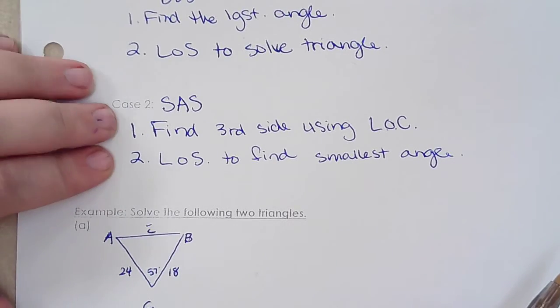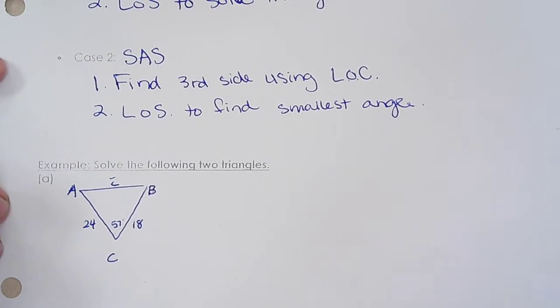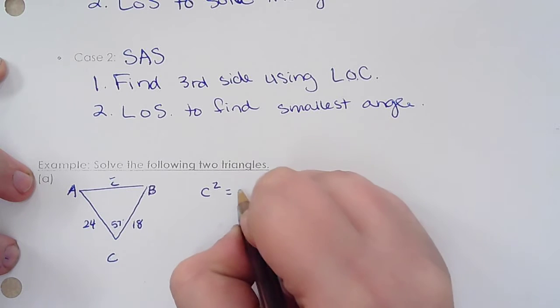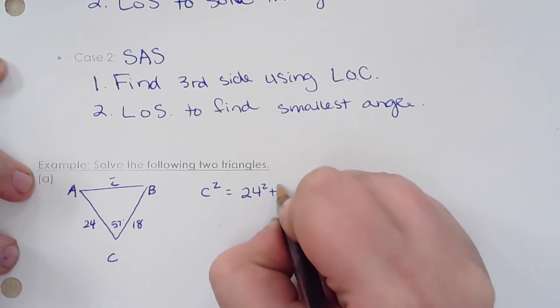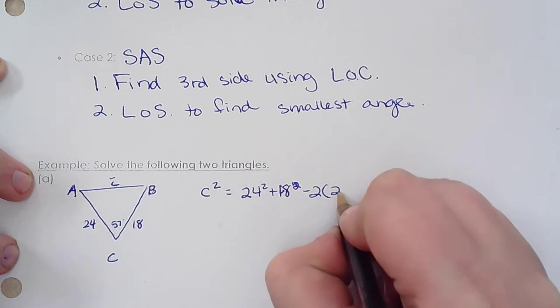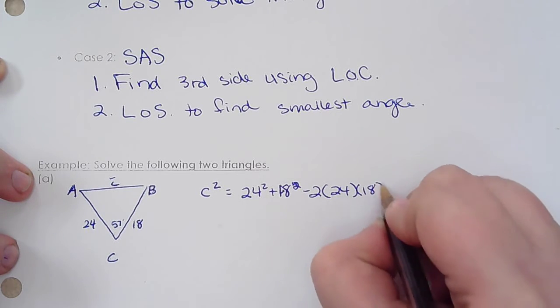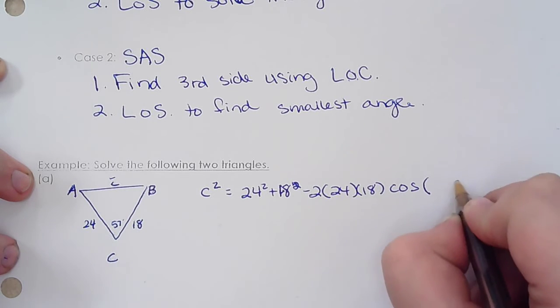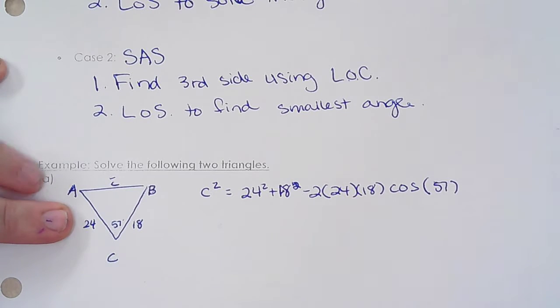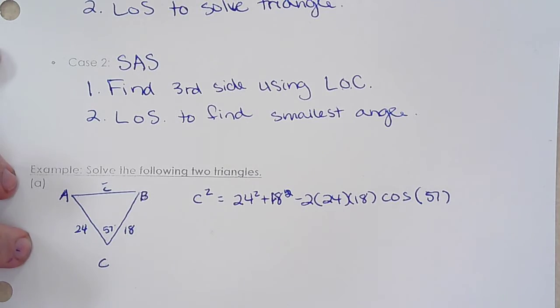That means we're going to do case 2, and we're going to start by finding the third side using law of cosines. So, law of cosines says c squared must be equal to a squared plus b squared minus 2 times those again times the cosine of the angle we're looking for. In that case, that's 57 degrees. All right, now we can calculate this, but don't throw it all in your calculator at once. It'll cause a lot of issues. We're going to do this in little baby steps.